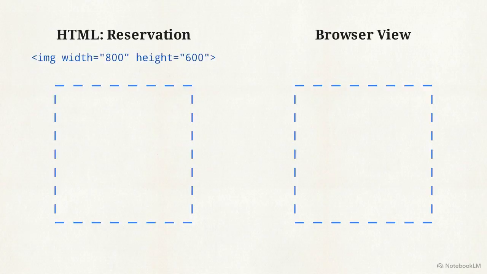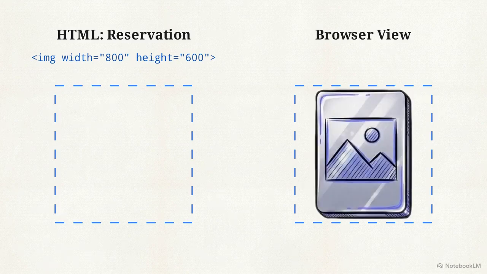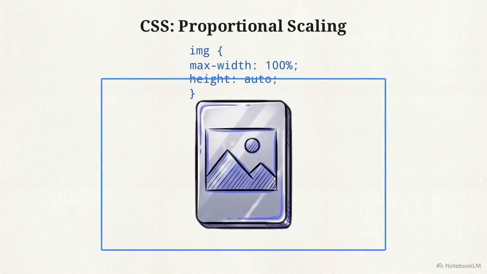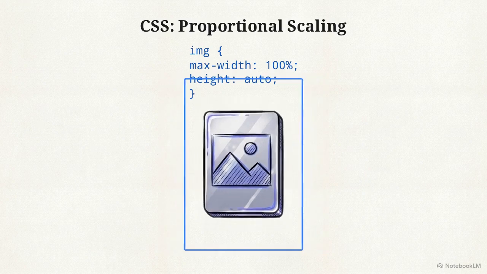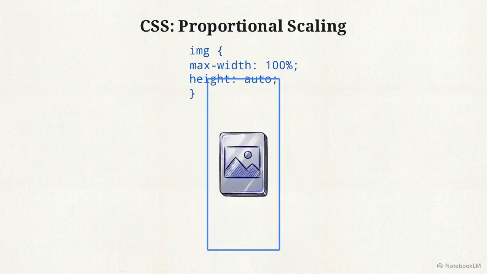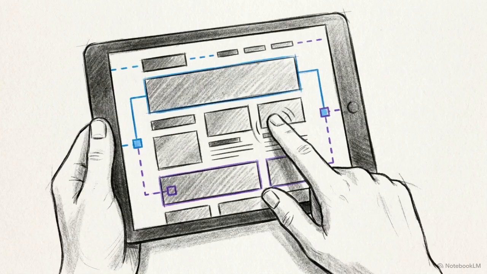It is a strict division of labor. The HTML attributes reserve the invisible box instantly, while your CSS rules handle the dynamic shrinking if the screen happens to be smaller than that box. Locking down those image bounds and eliminating layout shifts turns a jittery web page into a seamless reading experience.